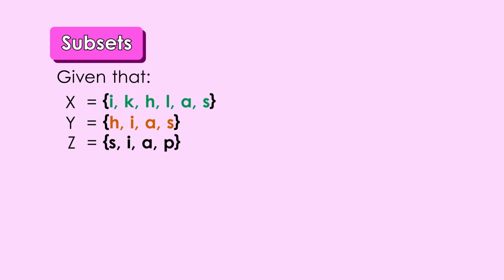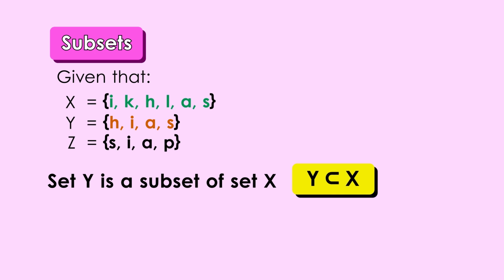Given that X equals I, K, H, L, A and S, Y equals H, I, A and S, Z equals S, I, A and P. If we compare the elements of set Y with the elements of set X, we can see that all the elements of set Y are in set X. Therefore, set Y is a subset of set X and can be written as Y subset X.